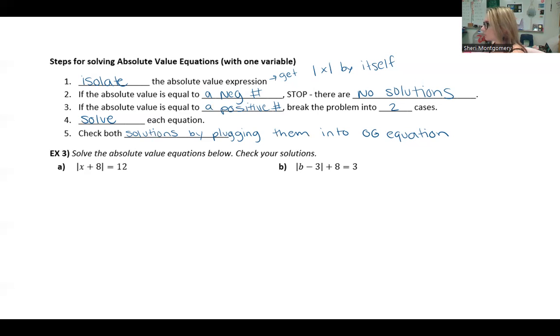What are we doing in step 2? What are we looking for? Is it equal to a negative? So here, is it equal to a negative? No. Okay, well then step 3 says if it's equal to a positive, well then let's solve it.